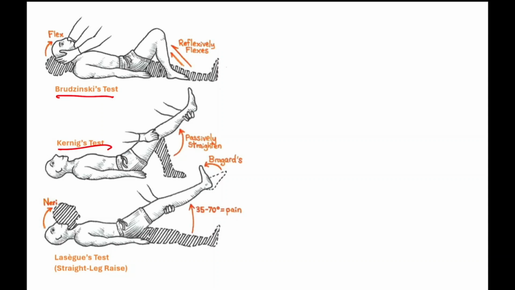So what is Brudzinski sign and what is Kernig sign? We'll be seeing this. As you can see in the Brudzinski sign test, the doctor or someone is trying to lift up the neck or head of the patient. Someone is passively trying to flex and lift up the head or neck of the patient. As we are doing it, the lower extremity, the leg, automatically gets flexed upwards.